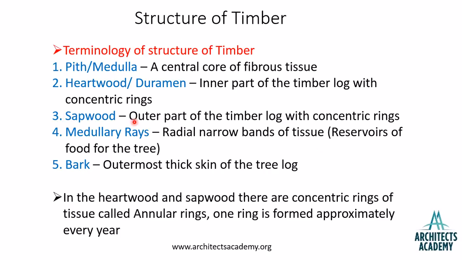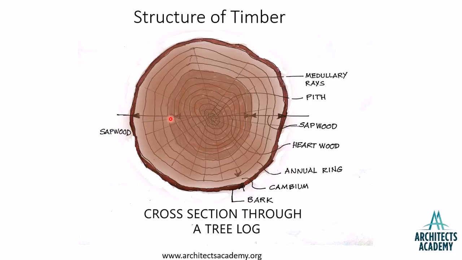Next is the sapwood, the outer part of the timber log with concentric rings. So what we saw is that from the heartwood towards the bark, the portion which is shown in a slightly lighter shade is the sapwood.